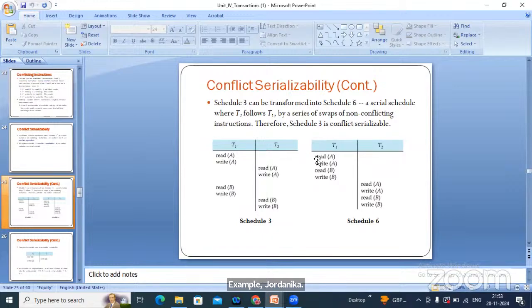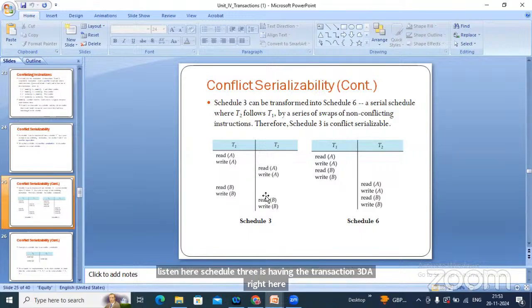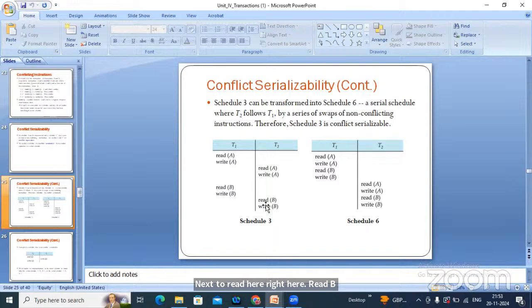T1, T2 is there. Forget about this schedule 6 now. So listen here. Schedule 3 is having the transaction read A, write A. Next read A, write A. Read B, write B. Read B, write B. So how are we going to swap?